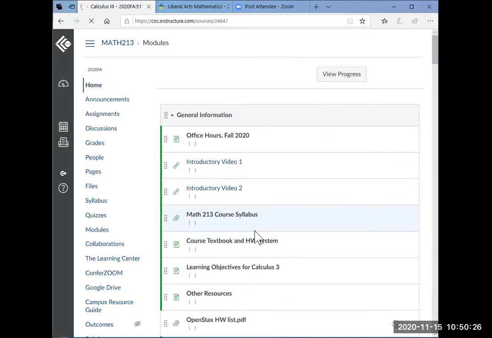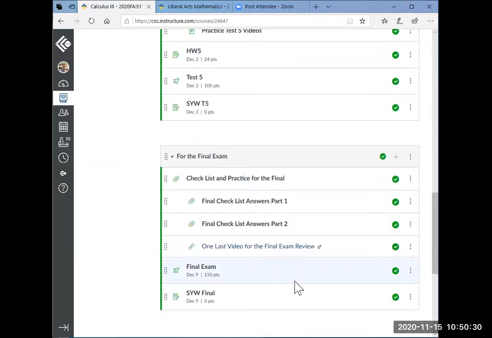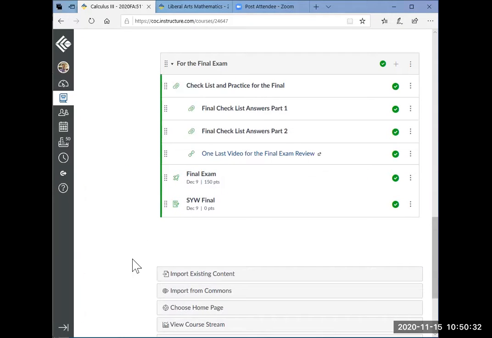And more extra credit points will probably appear in the form of a discussion board. Okay, but that's not formed yet. All right, so that's pretty much it.